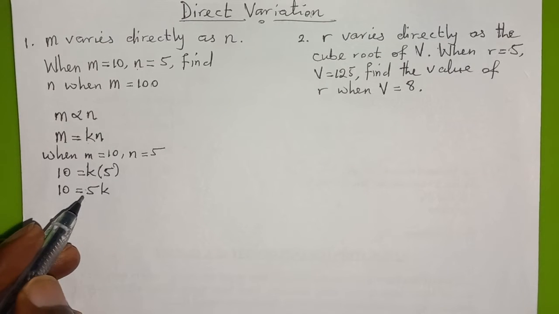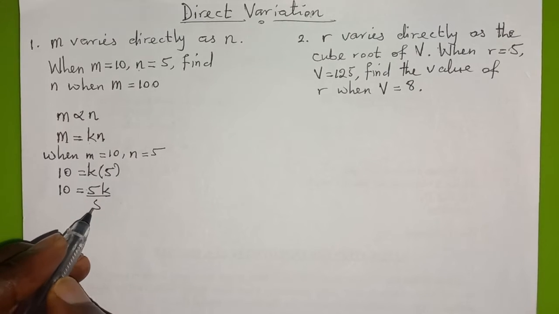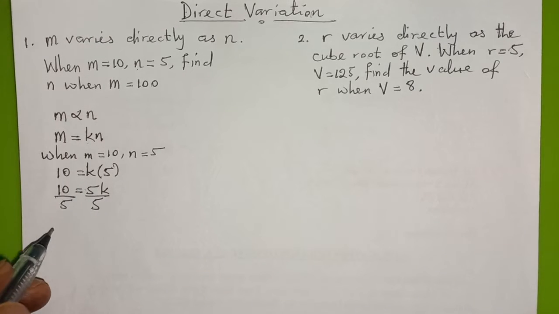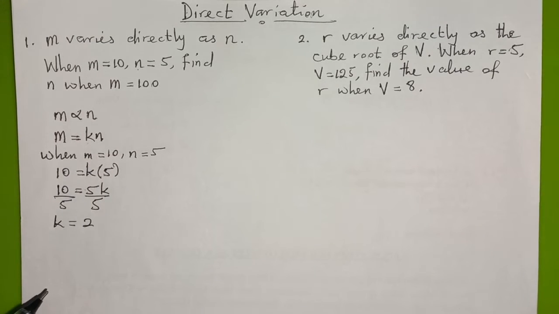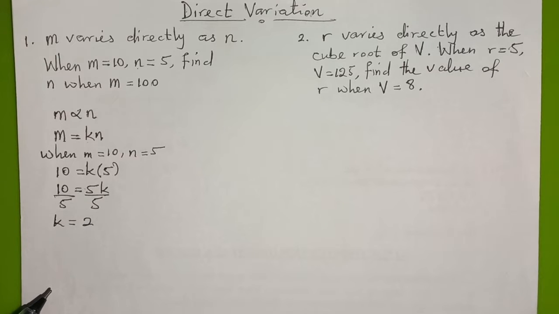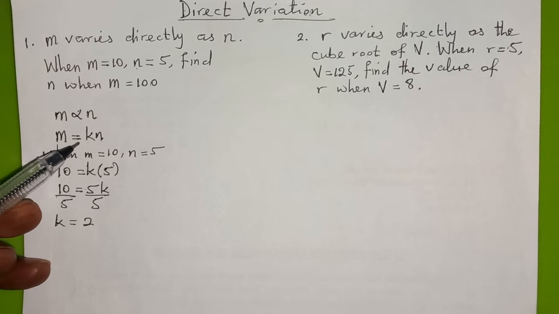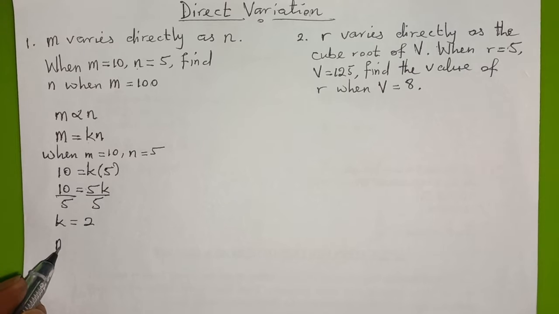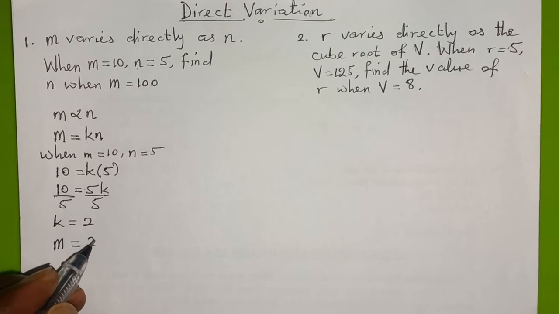We want the value of k, which is our constant of proportionality. So we'll divide through by 5. Divide here by 5. Our value of k would be 2. Now that we have our value of k, we can substitute it into our original equation. This will become m equals 2n.